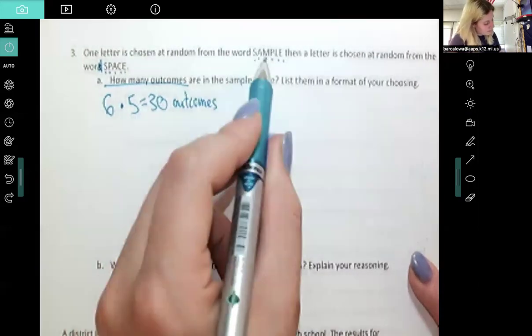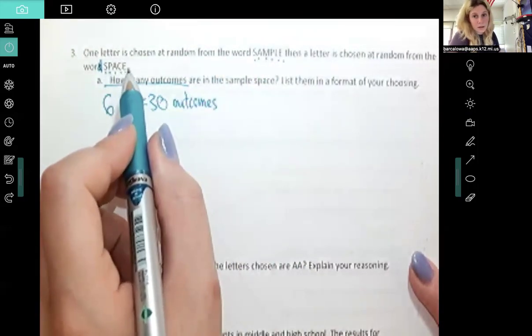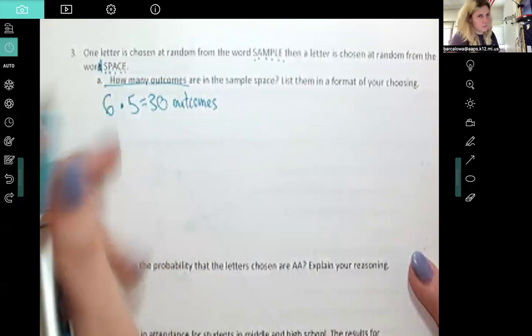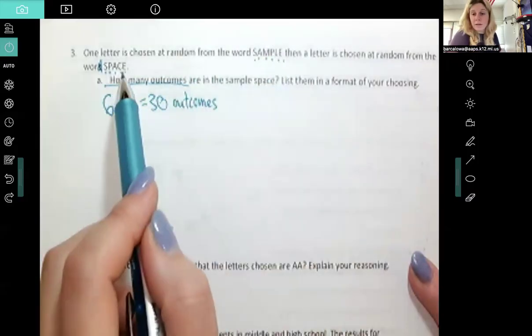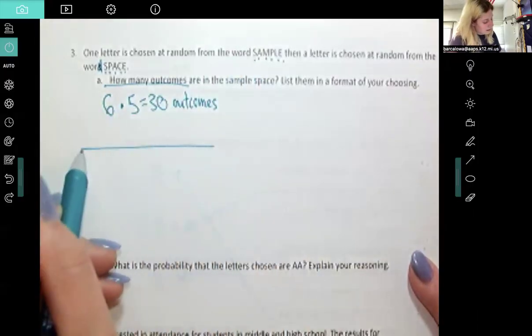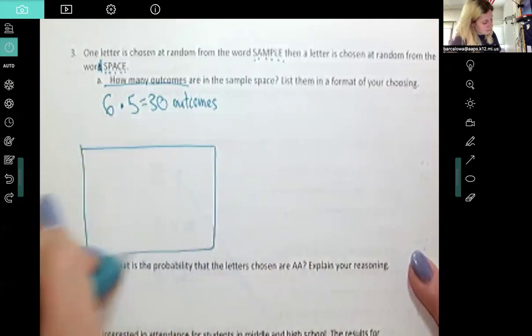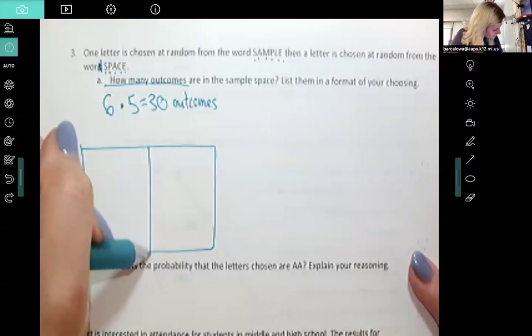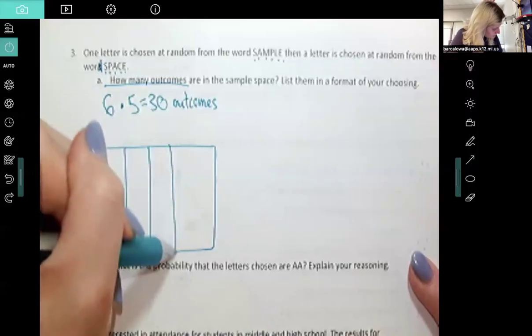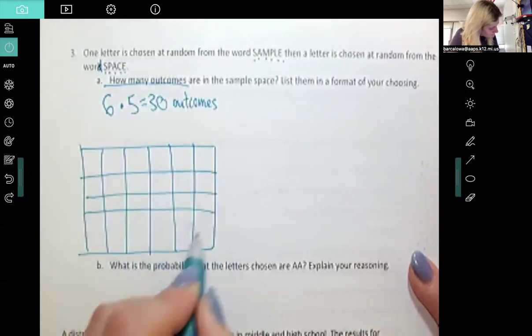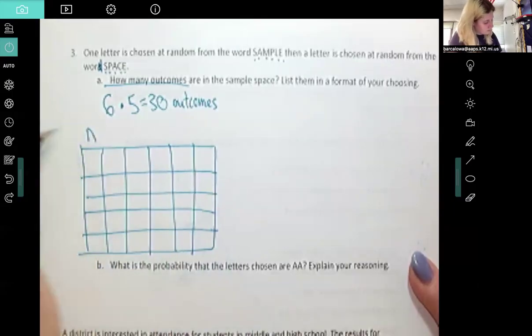For a table, I've got 2 different events. The first event is choosing a letter from sample. The second event is choosing a letter from space. So I can make a table here. I need 6, so 5 lines, and 5, so 4. Oh my goodness, I got too excited.